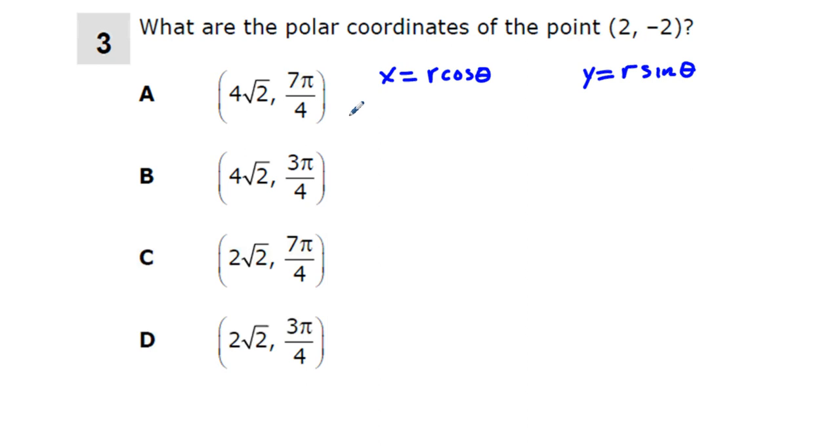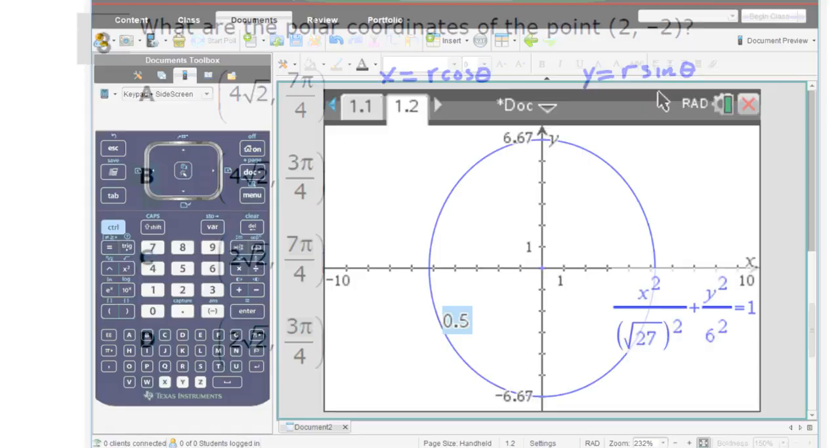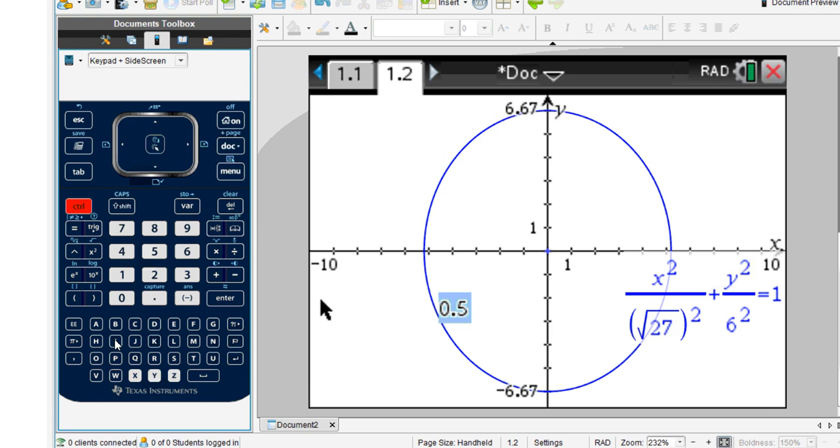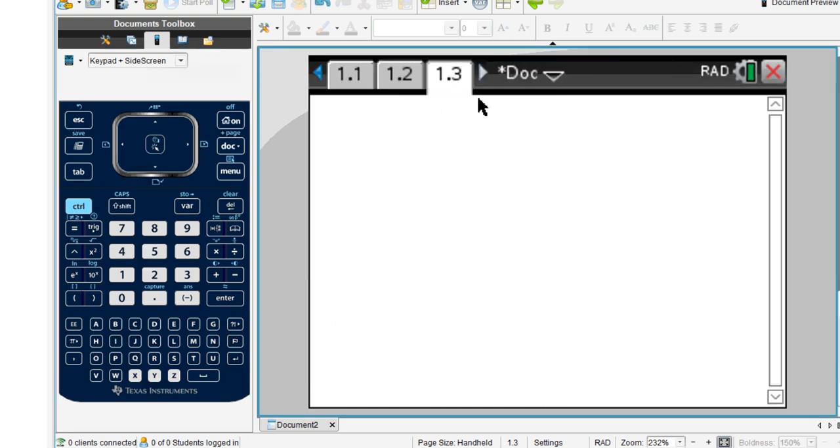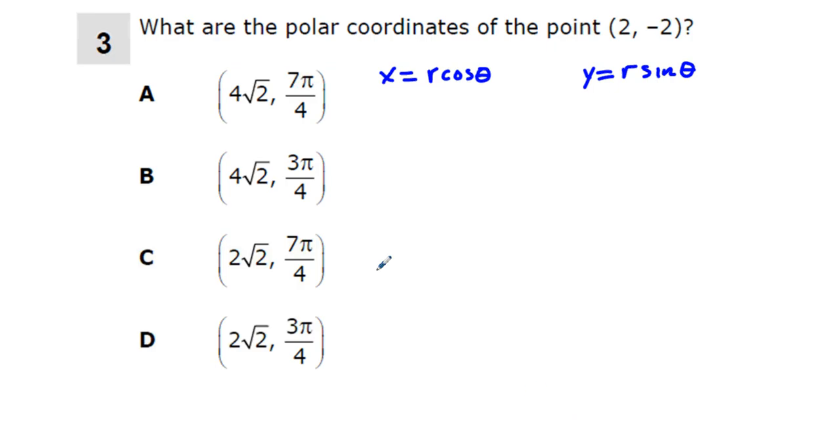I have right here in my calculator, my calculator is in radians. So I can choose these answer choices and just type them in radians, or if I want to be in degrees, I can convert all these polar coordinate pairs into degrees. So this one right here, for instance, in degrees would be 4 square root of 2, comma, 7 pi over 4 is going to be 315 degrees.